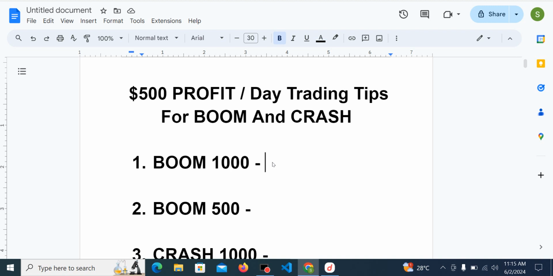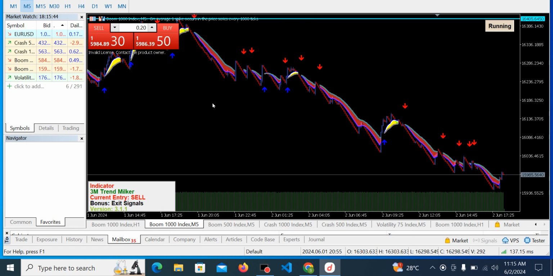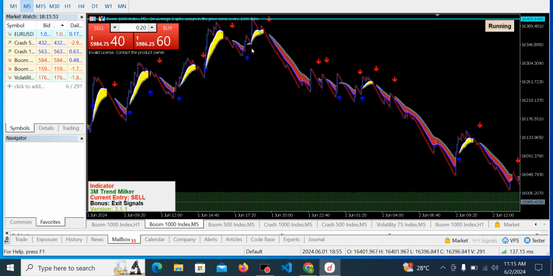Okay guys, quickly let's go straight into what we have right here, starting with boom 1000. This is boom 1000. We are on the 5-minute time frame, and I'm using the 3M trend Milka trade indicator to do my analysis. Right from this resistance zone, it started a downtrend.